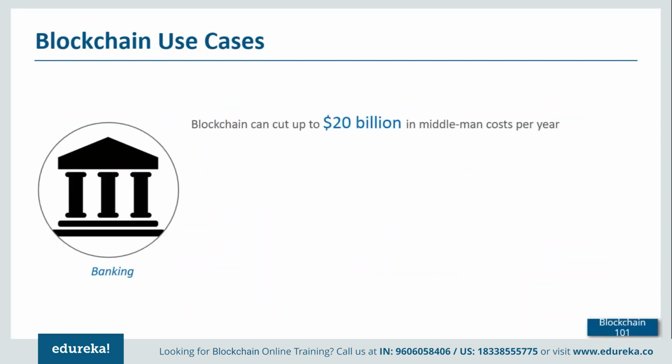Now, in the banking domain, what happens is by implementing blockchain, you can basically cut across $20 billion worth of middleman cost. Now this $20 billion includes the middleman transaction fees that you provide to various banks and financial organizations. Now wouldn't you like to get rid of all the transaction fees that you have to pay every now and then? Definitely I would like to.